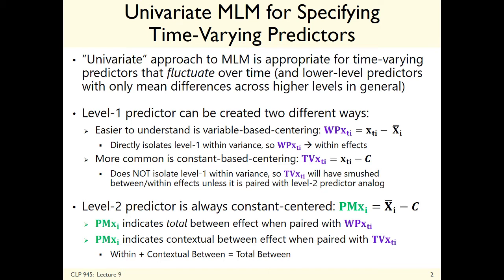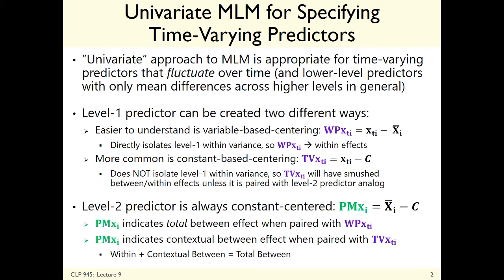So we have person mean or group mean centered such that 0 means something, and it indicates the total between effect if it's paired with the variable-based centering within-person variable here. So if within-person x is purely level 1, then what person mean x has to do is purely level 2. If person mean x is paired with time-varying x instead, then what person mean x is the contextual effect. It's the difference of the within and between effects. It's the extra effect of the person mean after controlling for the absolute amount at level 1.